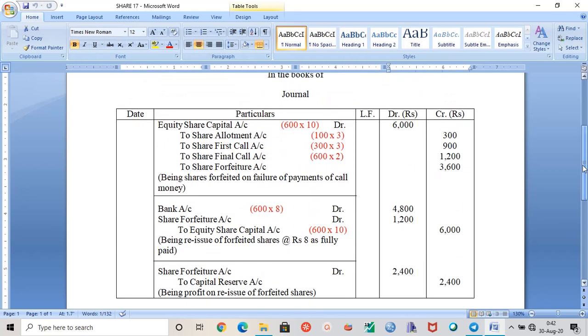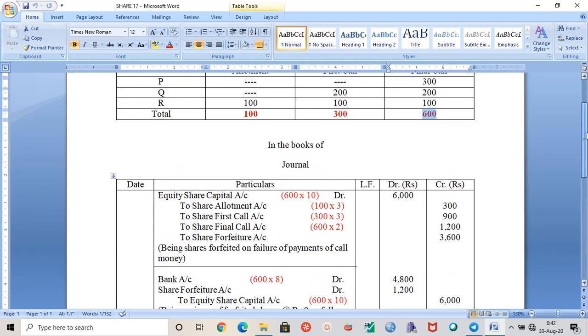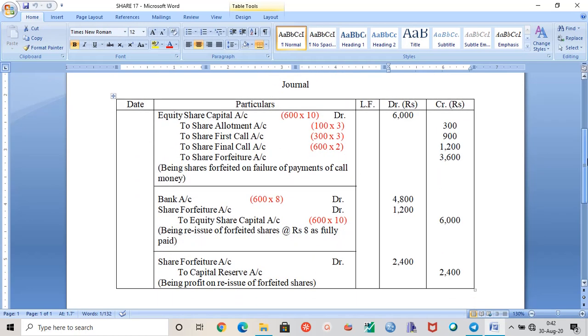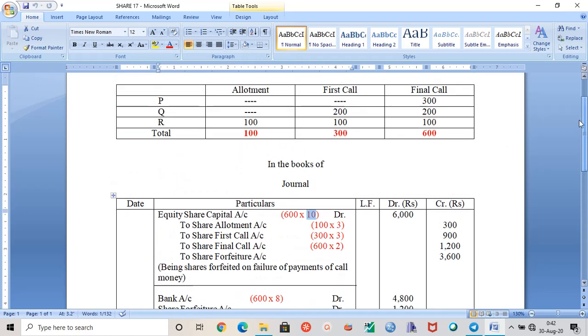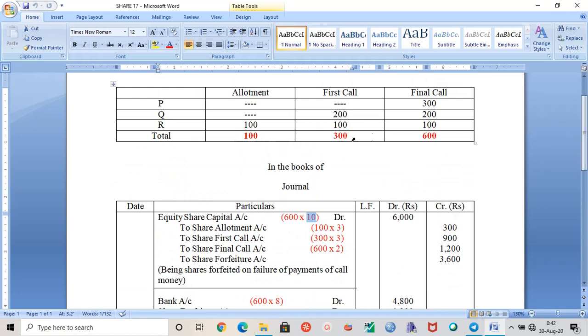Only three entries are there. So in this question, the total number of shares, that is 600, are to be forfeited. The full face value of the shares is rupees 10, which means up to rupees 10 has been called up by the company. On allotment, we have 100 shares, first call 300 shares, and final call. When we forfeit the shares, the entry should be equity share capital account debit, to share allotment, to share first call, to share final call, and ultimately to share forfeiture account.